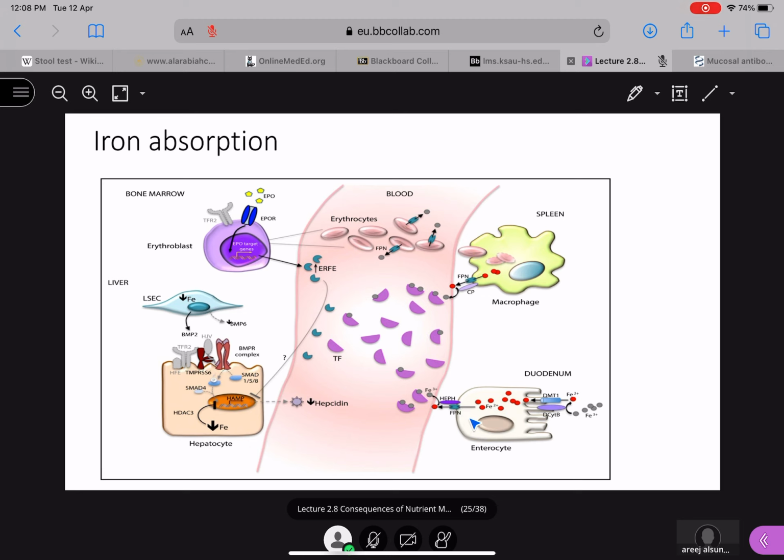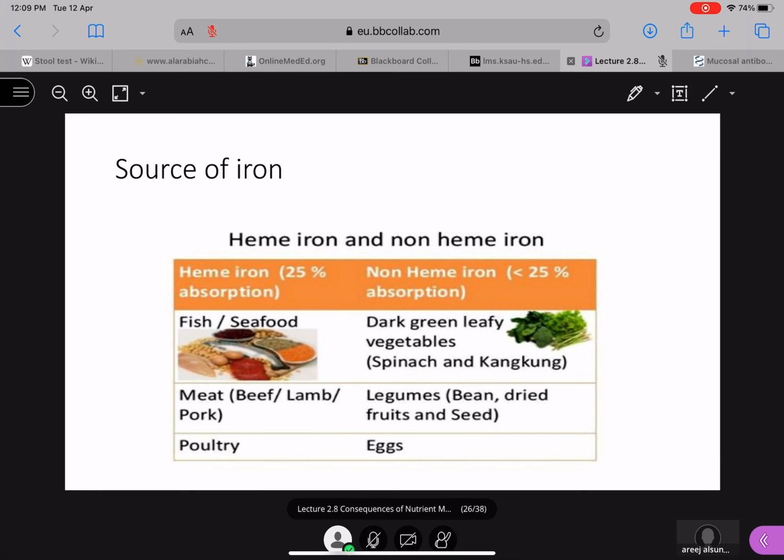Hepcidin will downregulate the iron transporter receptors in the enterocyte. So it will shut down the transport of the iron from the lumen to the blood, as well as from macrophages or reticuloendothelium to the blood. So hepcidin is a very important regulatory factor in iron transportation.